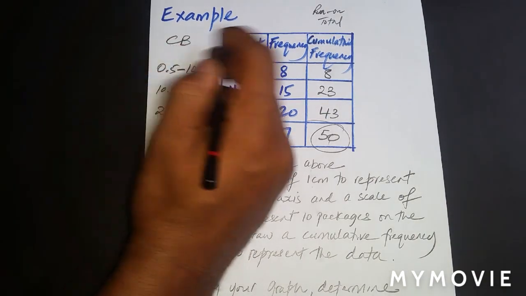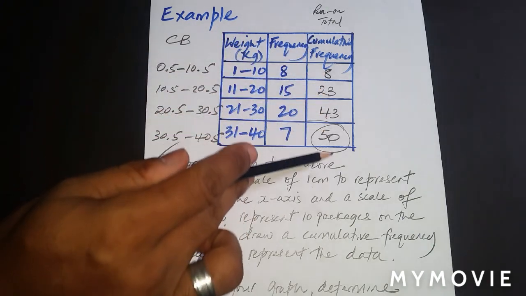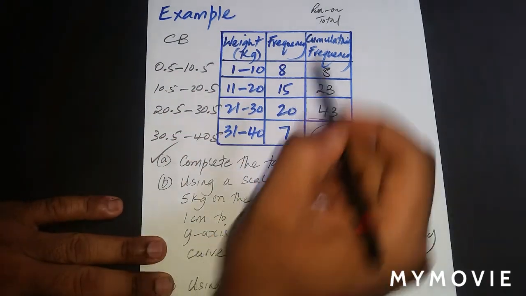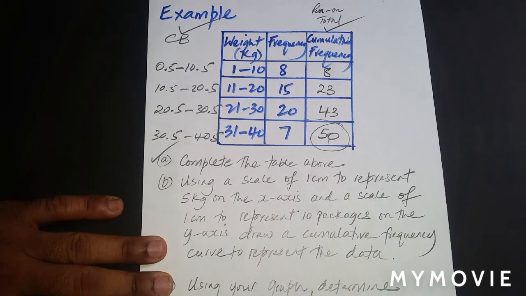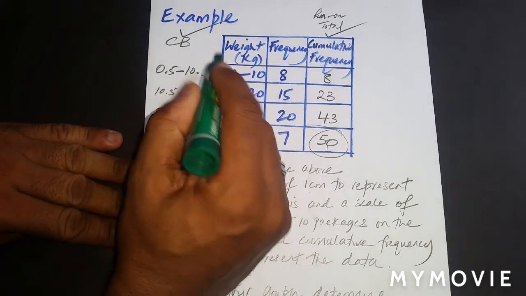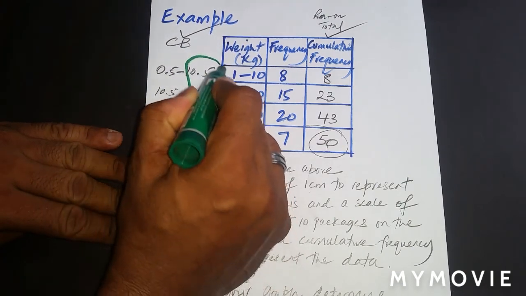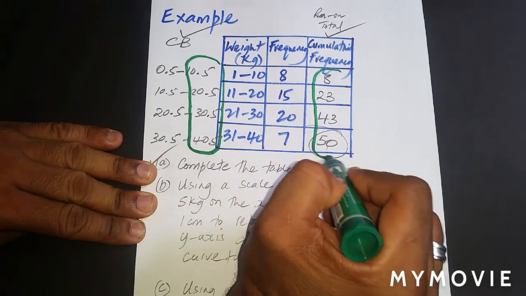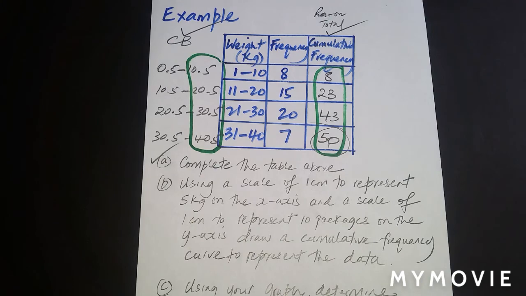So these are the class boundaries for the weight classes in kilograms, and we have the cumulative frequency. Now it is this column that is going to be plotted against that. And more so, just pointing out specifically what we're actually going to be using so it stands out. We're going to be plotting the upper class boundaries against the cumulative frequency.